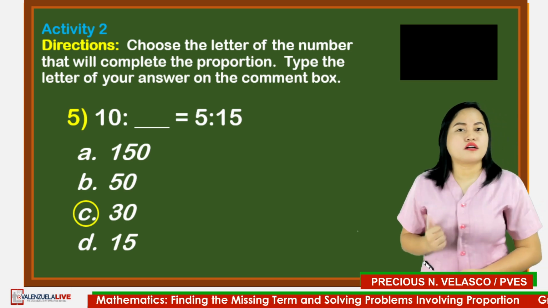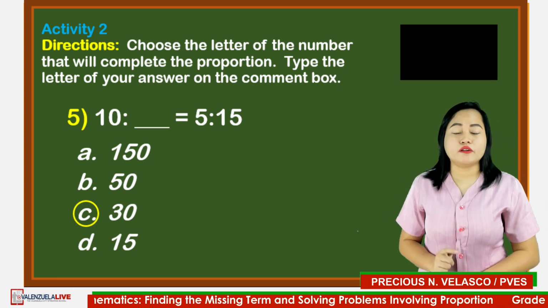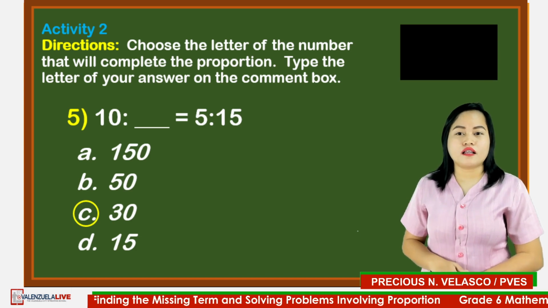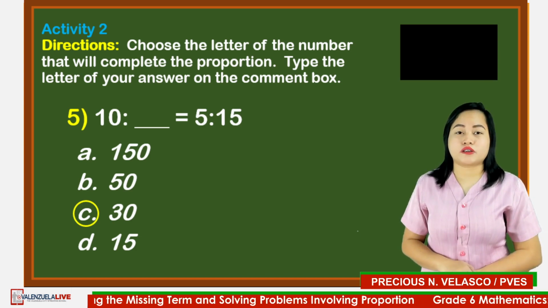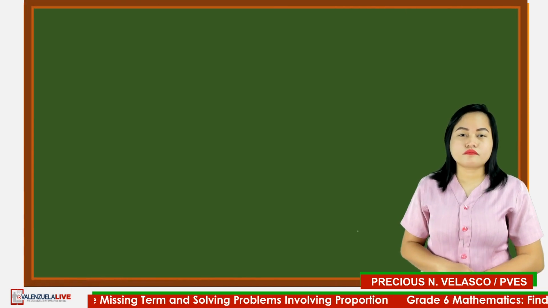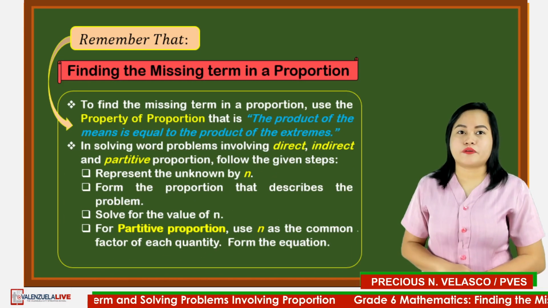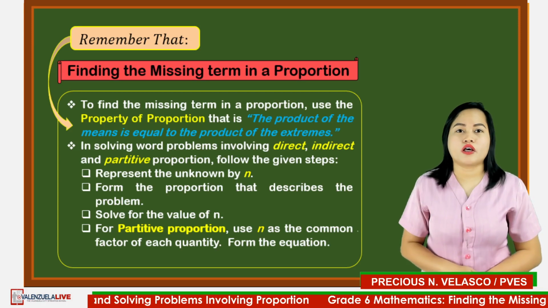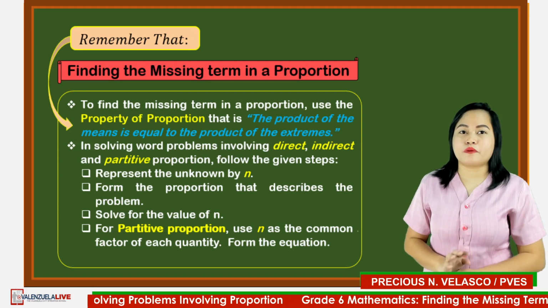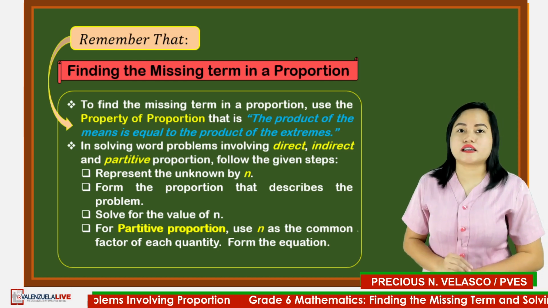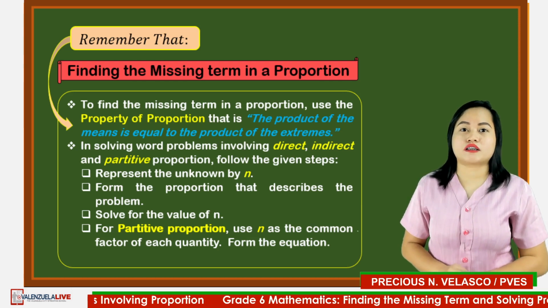Okay, so good job, learners. I know that you learned something today. But still, what I want you to do is to remember that in finding the missing term in a proportion, use the property of proportion, that is, the product of the means is equal to the product of the extremes.